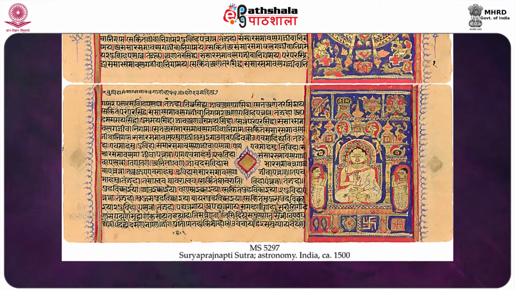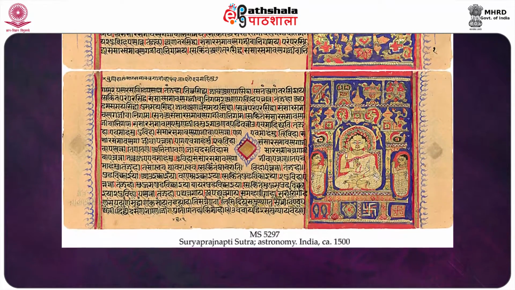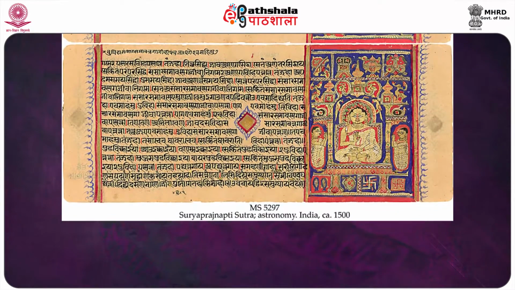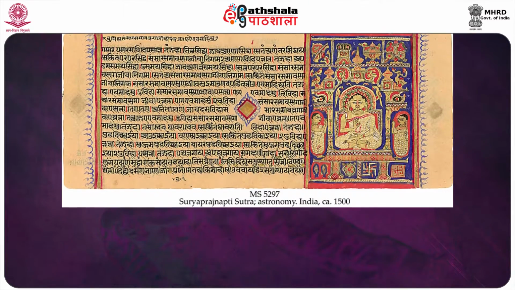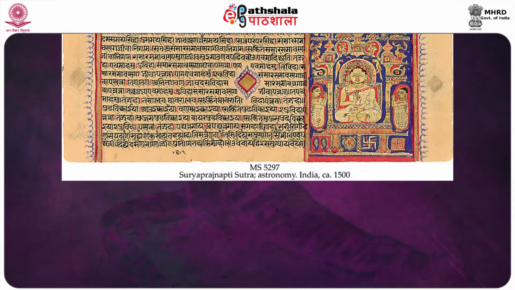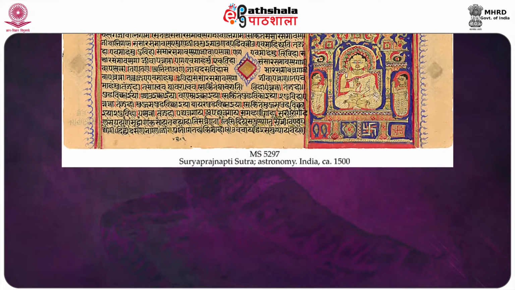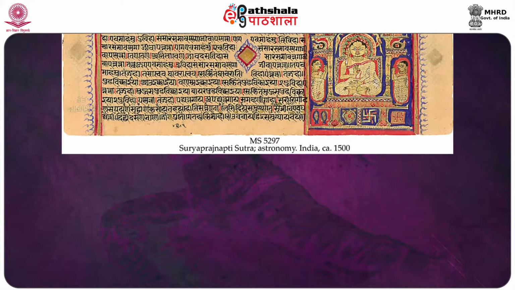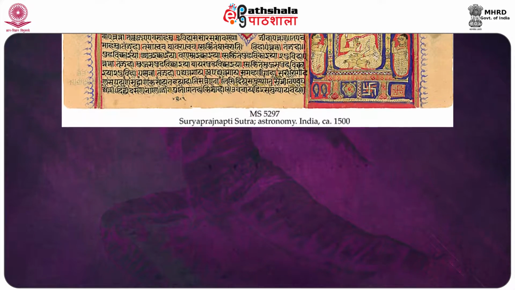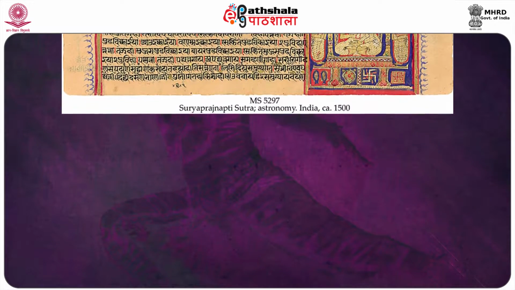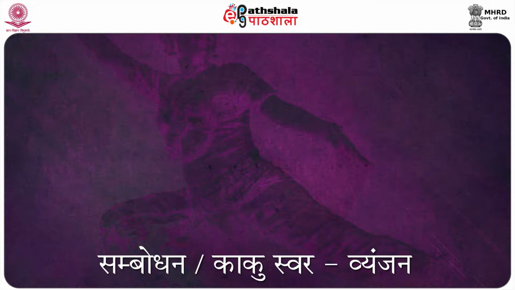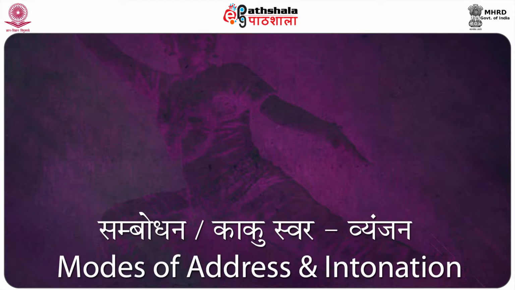This chapter is related to languages, especially recitation in Prakruta and use of different dialects. Bharata's approach to the use of words and dress is open and flexible as he is conscious of the innumerable varieties and possibility of change. The next chapter is 19th, Sambodhana or Kakuswara and Vanjana.